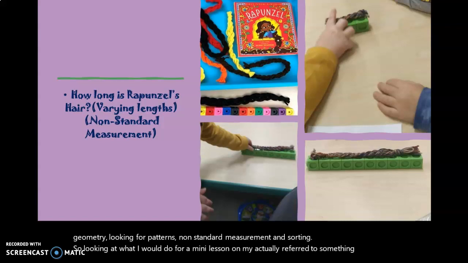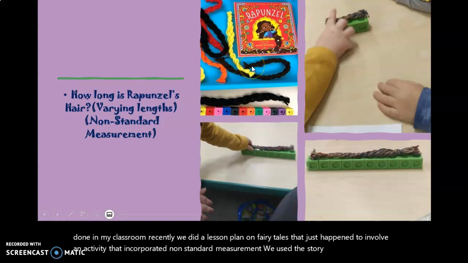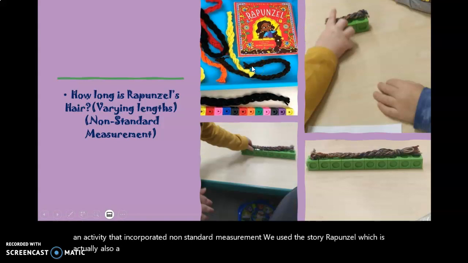So looking at what I would do for a mini lesson, I actually referred to something that I've done in my classroom recently. We did a lesson plan on fairy tales that just happened to involve an activity that incorporated non-standard measurement. We used the story Rapunzel, which is actually also a great multicultural book. It's a board book, so it's very resilient and it's perfect for younger children.